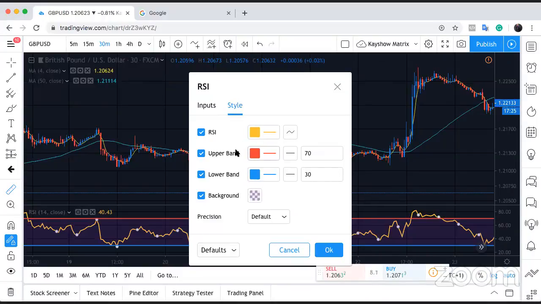But for me, I've changed my colors. The RSI itself, I made it maybe gold or yellow, I don't really know. My upper band, I made it red, and my lower band, I made it blue. The upper band is 70. The lower band is 30.